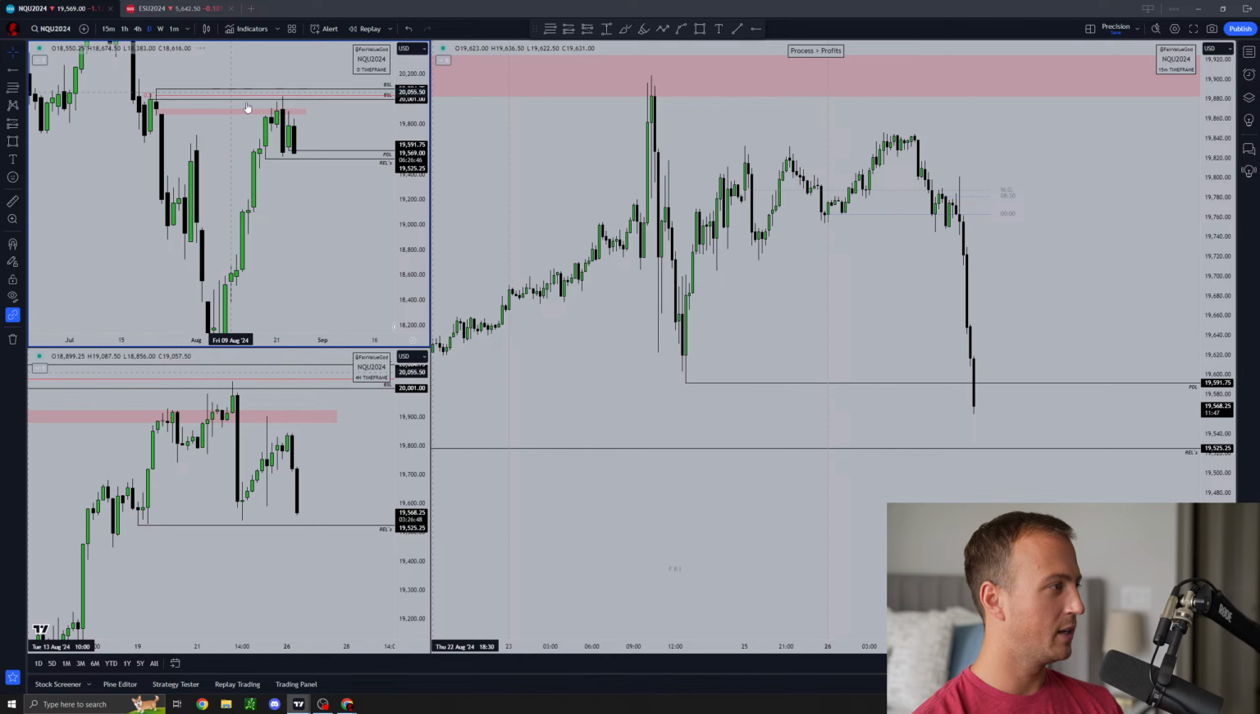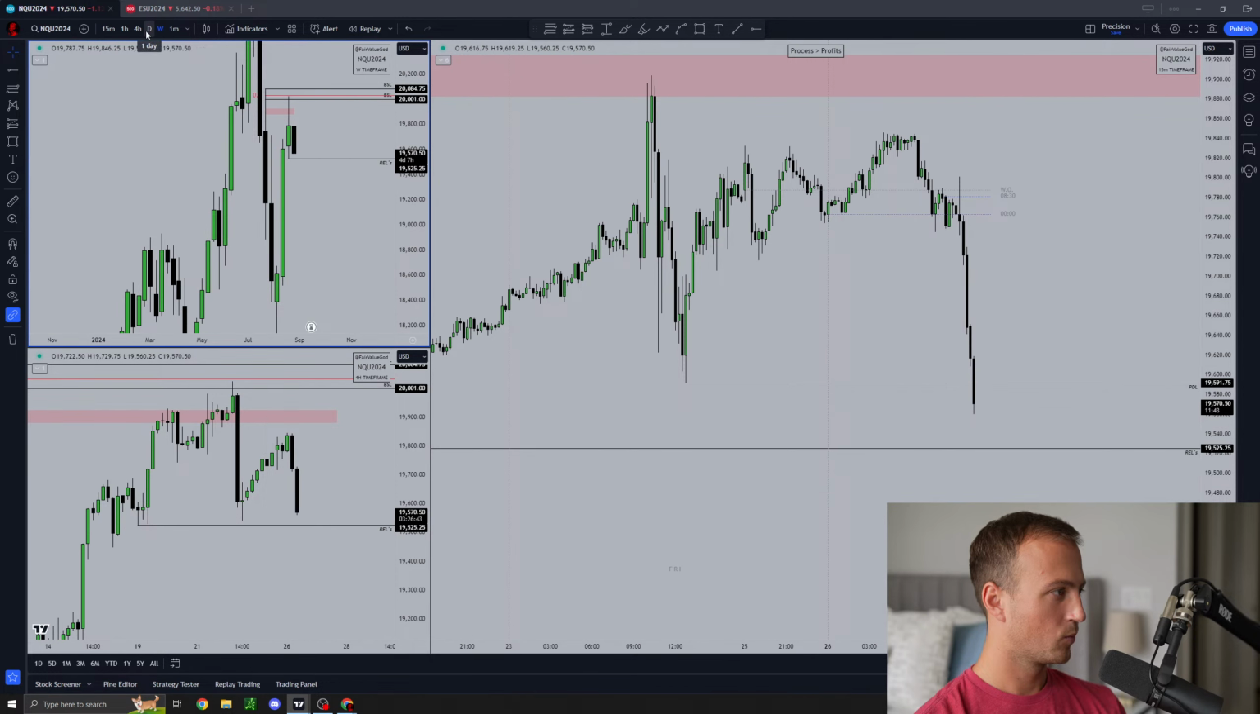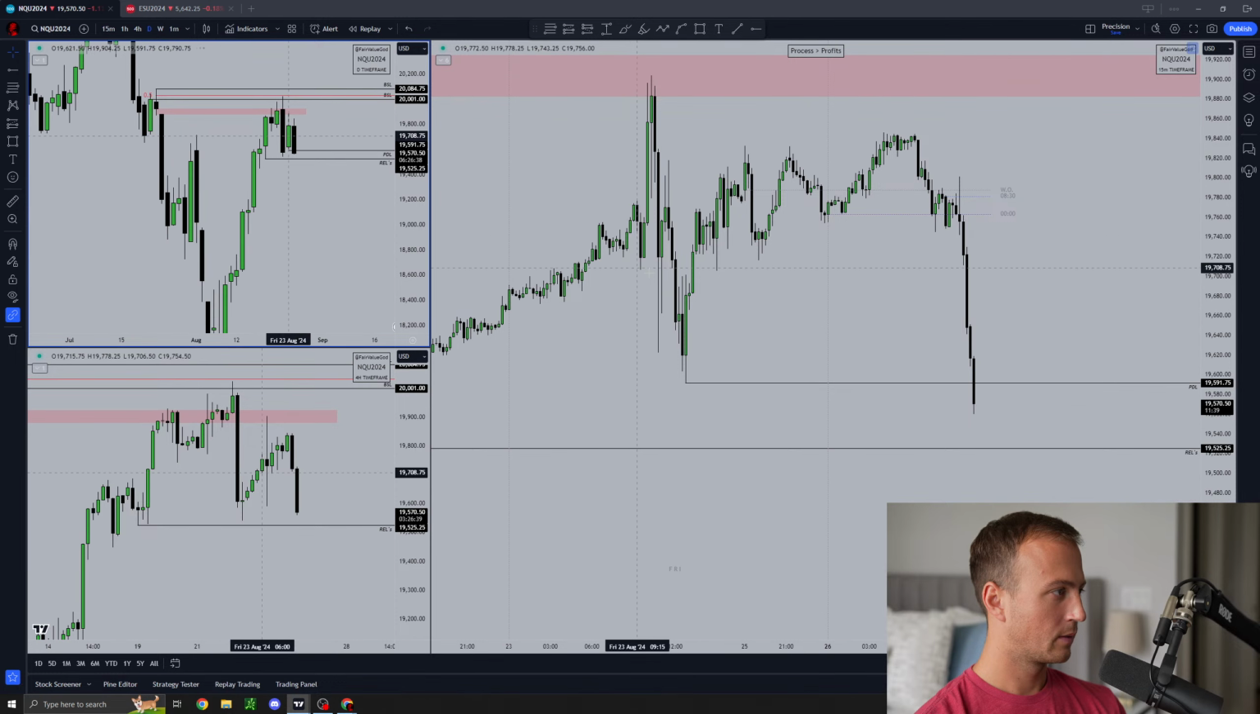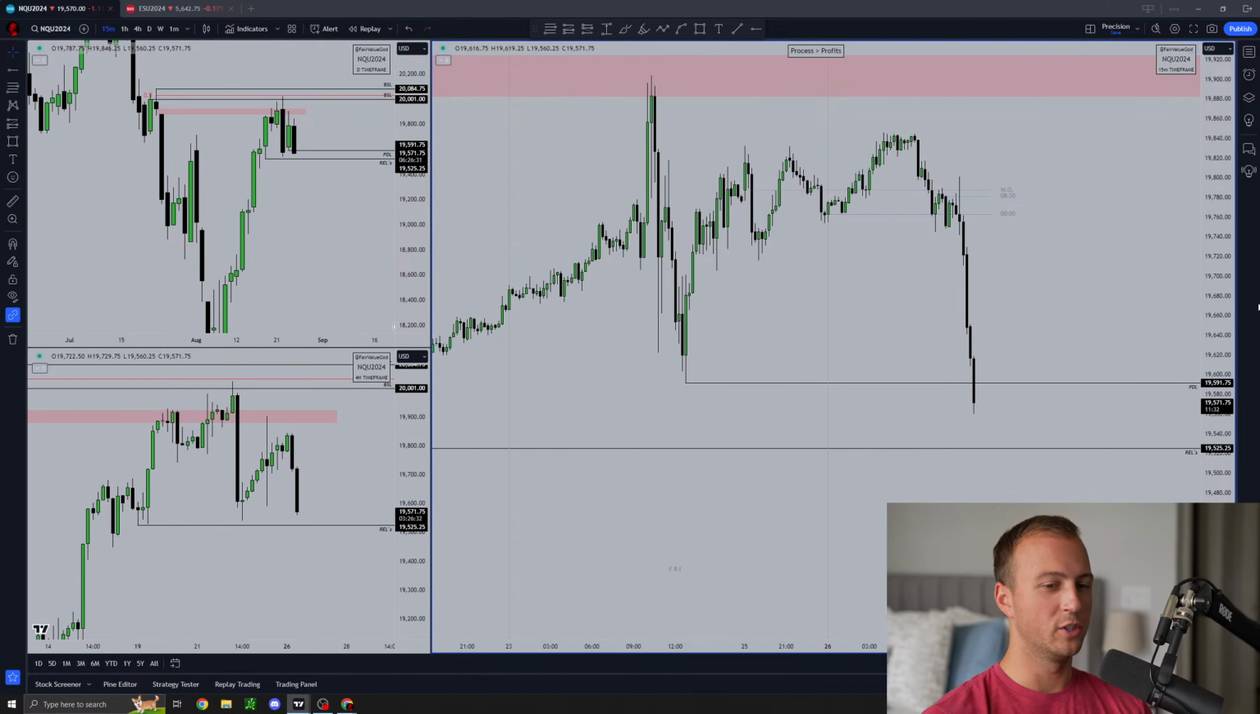Also, these equal lows down here, that's previous week's low. Yeah, you want to short the weakest one. Makes sense.